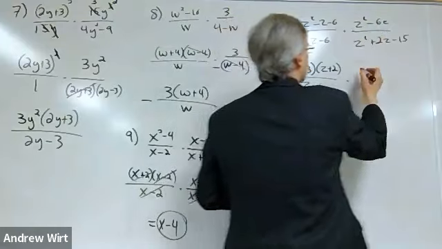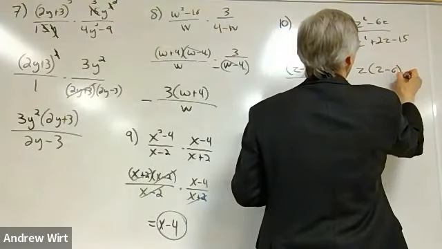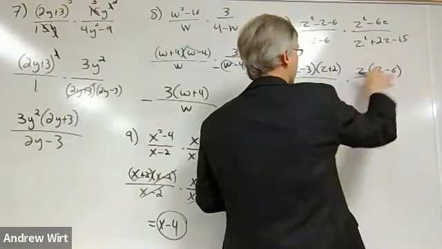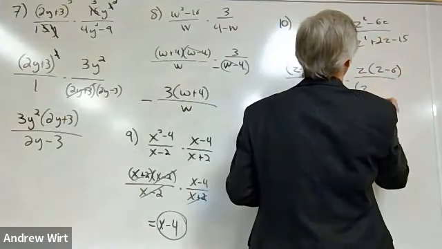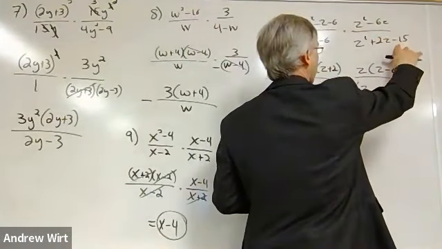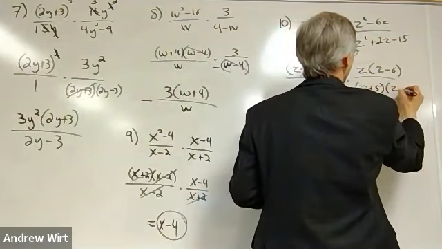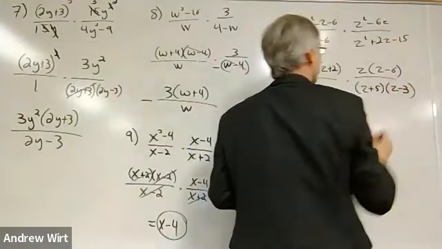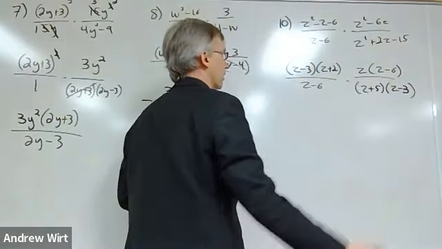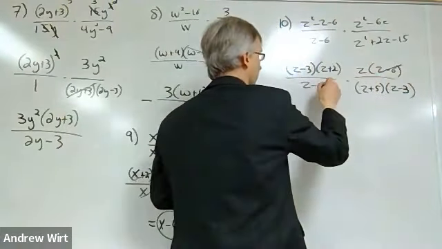Well, here we can factor out a z. Now that matches here, so that's good. And here we've got two numbers multiplied to get -15 and add to get 2. That is going to be z plus 5, z minus 3. All right, now we've factored, now it's time to cancel.